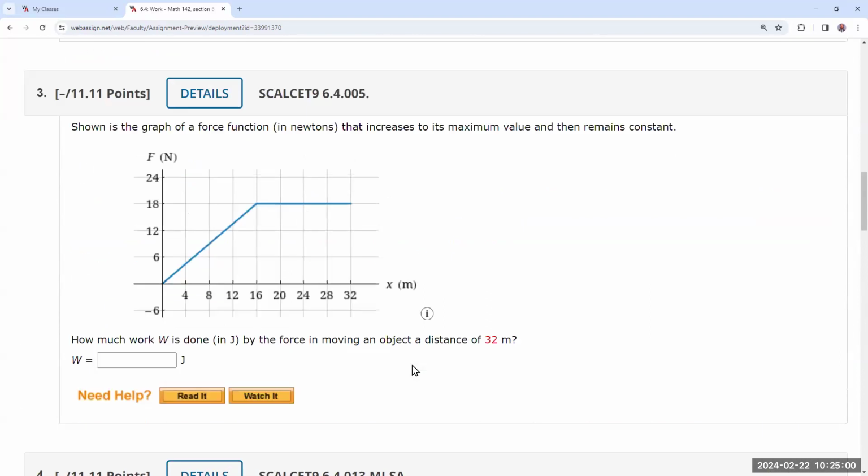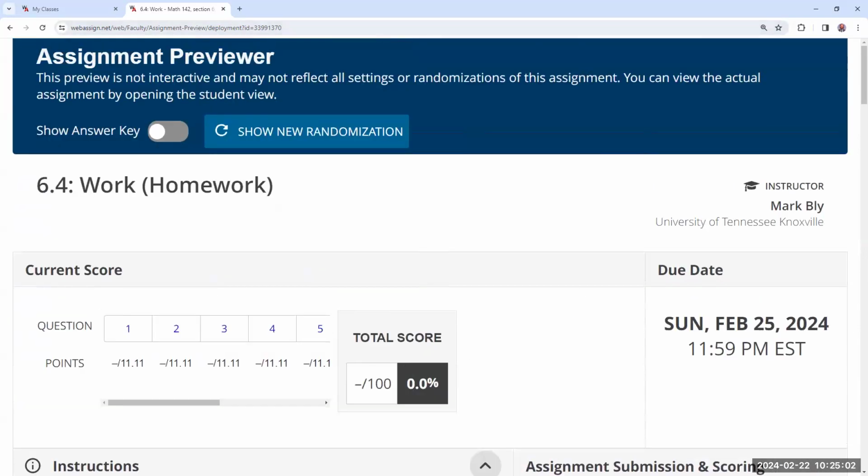We've gone through the 5-4 WebAssign. Let's call that a discussion. And well, good luck.